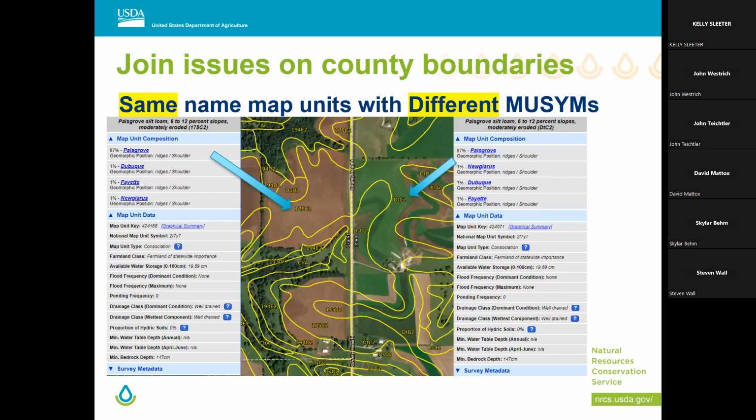All right, now we're dealing with the same name map units, but different symbols. You've got the same map unit, same exact composition, same exact national map unit symbol. This will tell you right here if this is exactly the same. If this national map unit symbol is the same, then all this data is the same.